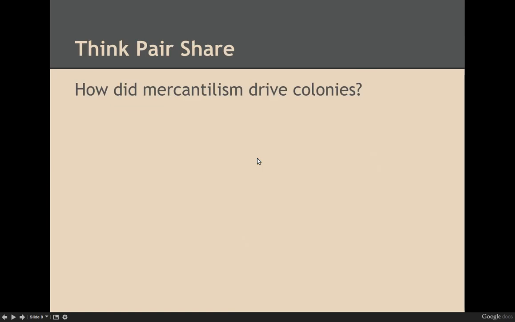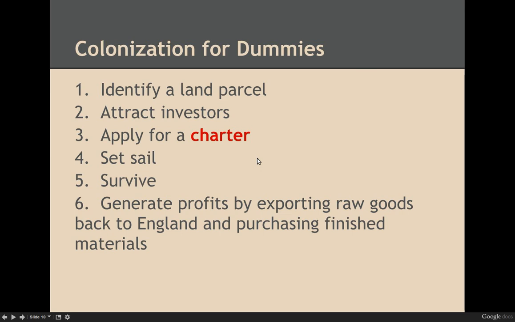So here's a think-pair. How did mercantilism drive colonies? You can stop and think about that and discuss it. That would be nice. So here's the process of colonization for dummies.